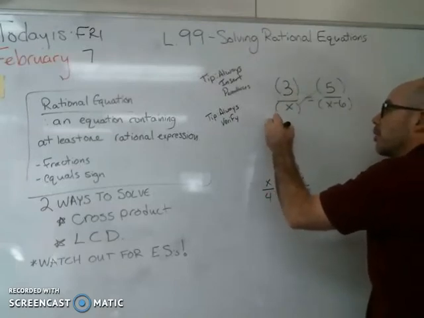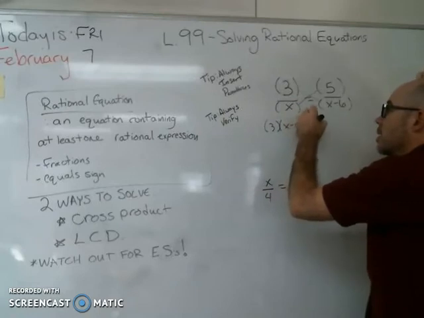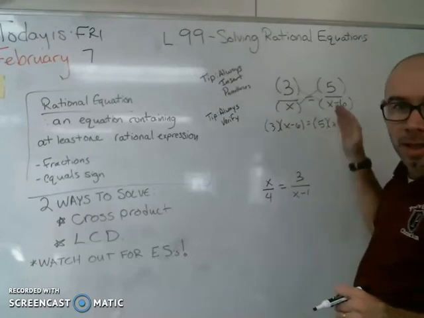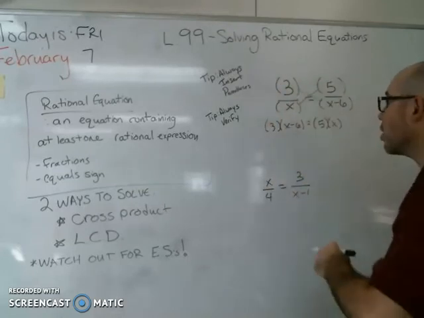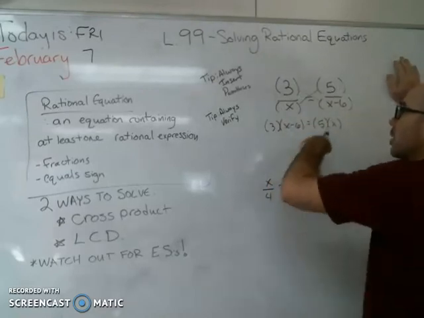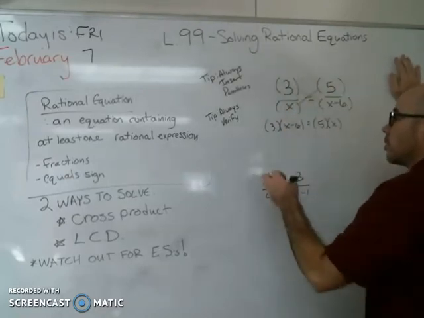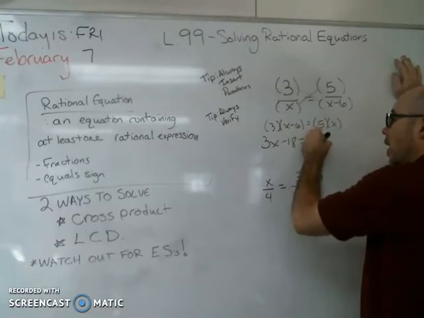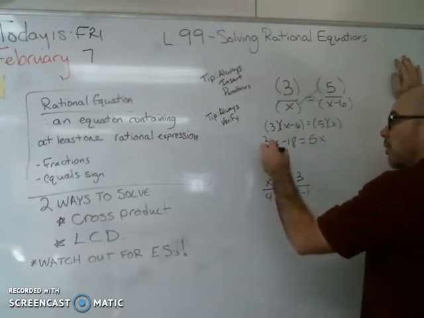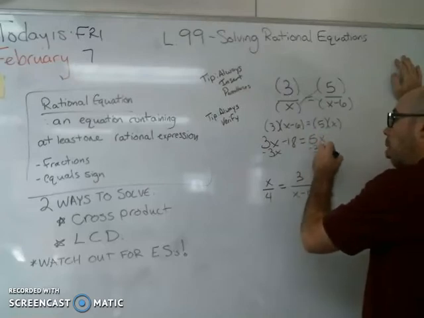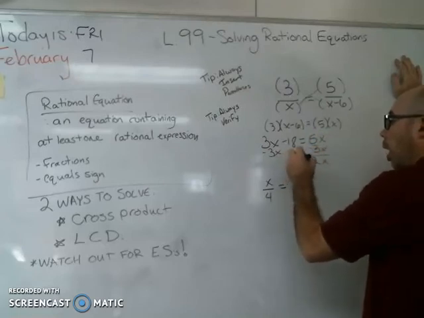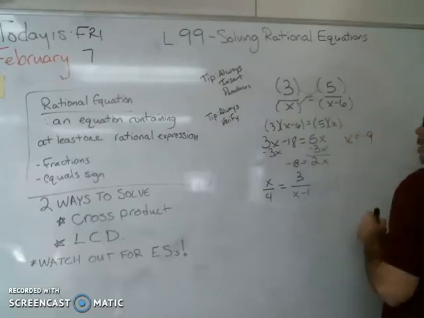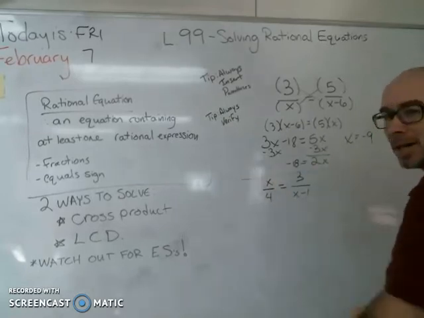So watch this. We would have had 3 times x minus 6 is equal to 5 and x. Doesn't matter which order they're in, as long as these ones end up together and those ones end up together. That's how we're going to solve this rational equation. 3x minus 18 then equals 5x. And we finish this off and solve it. So x equals -9. But wait, I'm not done yet.